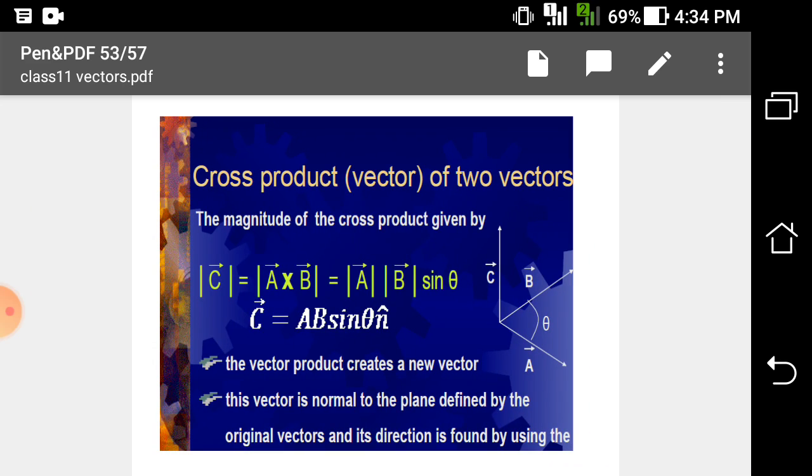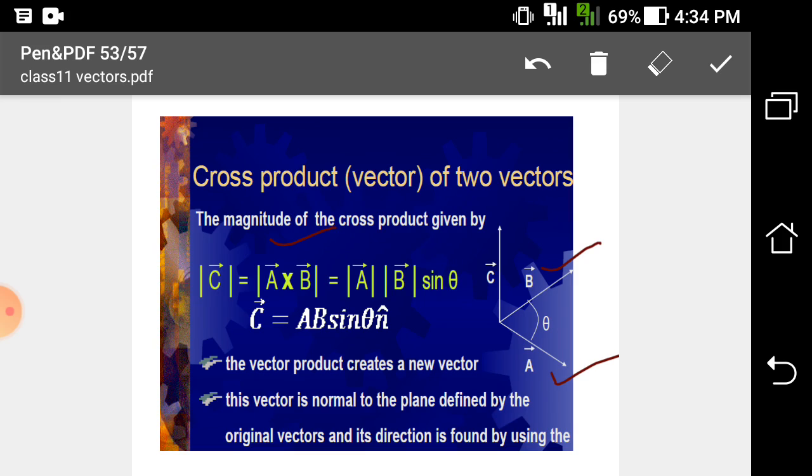The next is the cross product, that is the vector product of two vectors. Here the vector product is a vector quantity, so you will get the answer as a vector too. But if you have to find the magnitude of the vector product, then the answer is only a number. The magnitude of the cross product is given by: magnitude of C vector is equal to magnitude of A vector cross B vector, which is equal to magnitude of A, magnitude of B into sin theta. Theta is the angle between the two vectors, vector A and vector B.